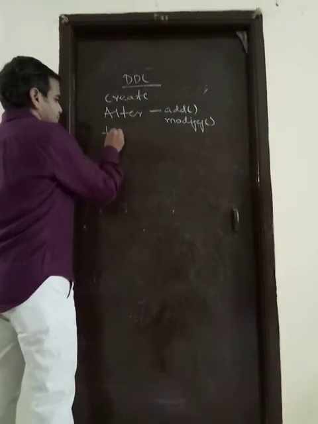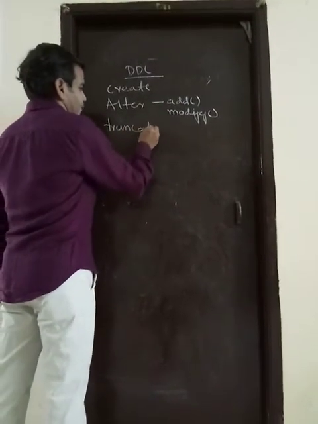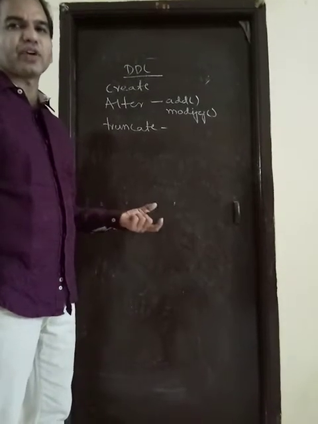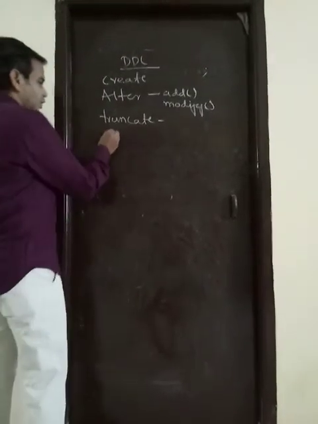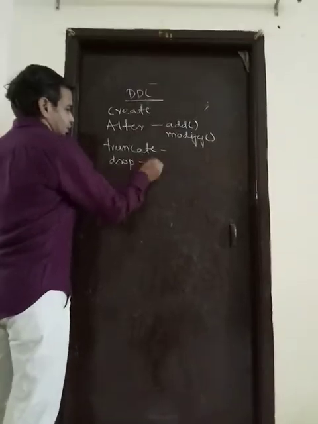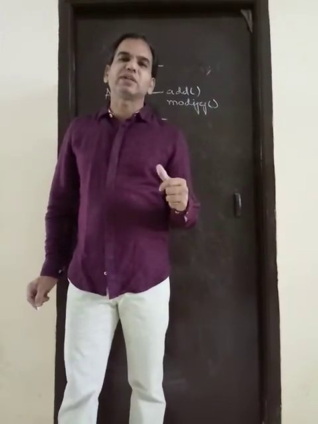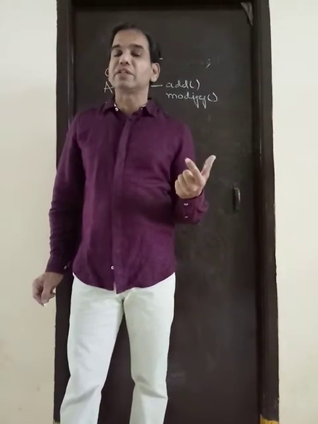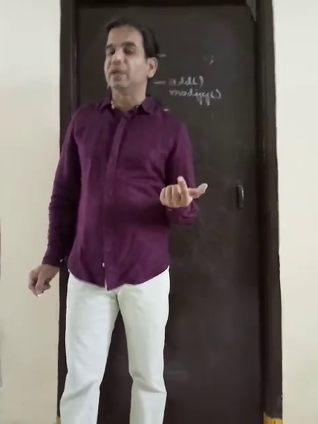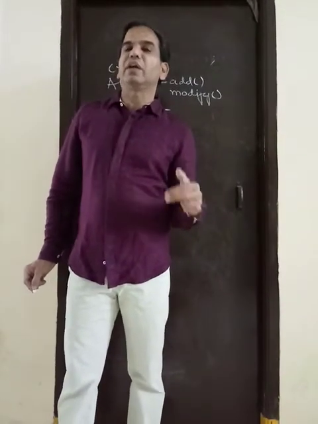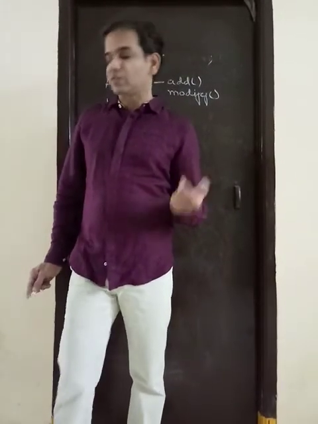Then truncate. Truncate means the table values will be deleted. There is no effect on the structure of the table. Then drop. Drop means it will remove the values and the structure from the table. So these are the DDL commands. Again we discuss DML. DML is the insert command. Using the insert command we can insert values into the table structure. Now the remaining update and delete we will also discuss.